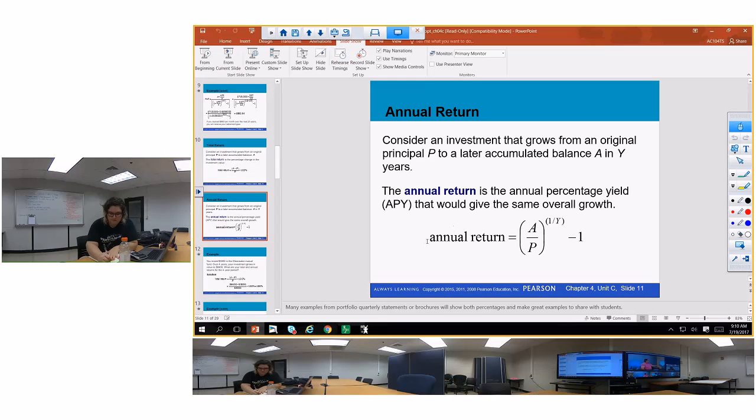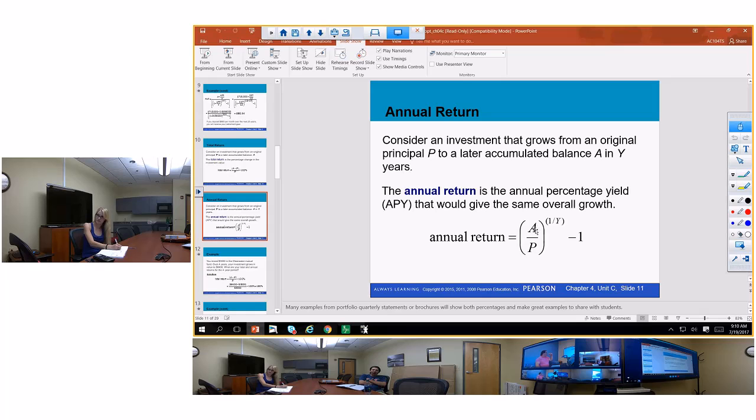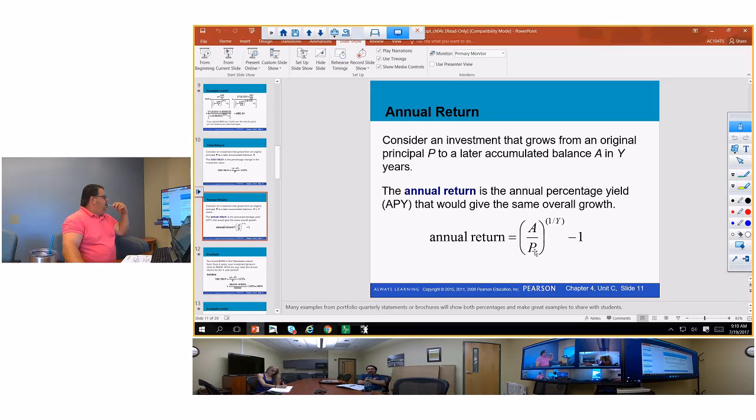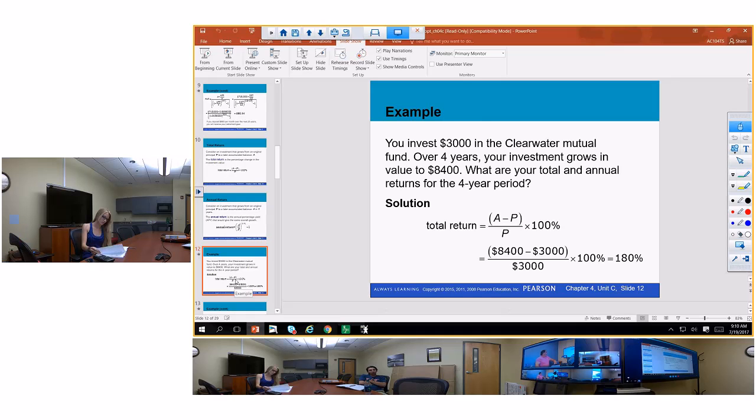Annual return, you may see this on the homework. That's your A over your P, which is what you got at the end of 25 years over what you put into it, what the principal was, all raised to the 1 over T, minus 1. Right now, the 3 formulas is what I want you to learn. New minus old over old.